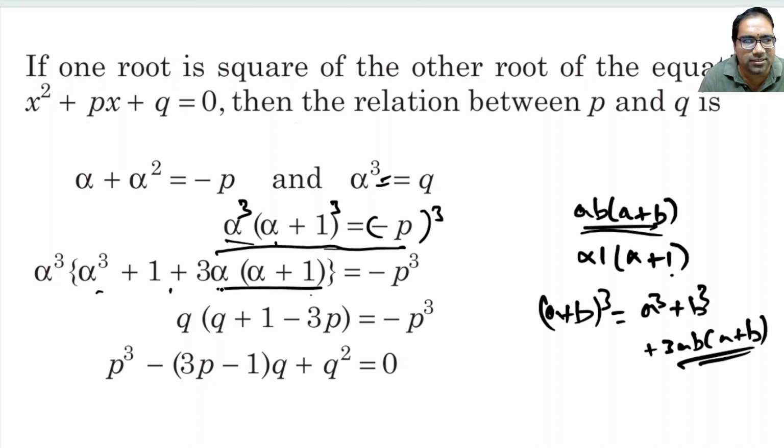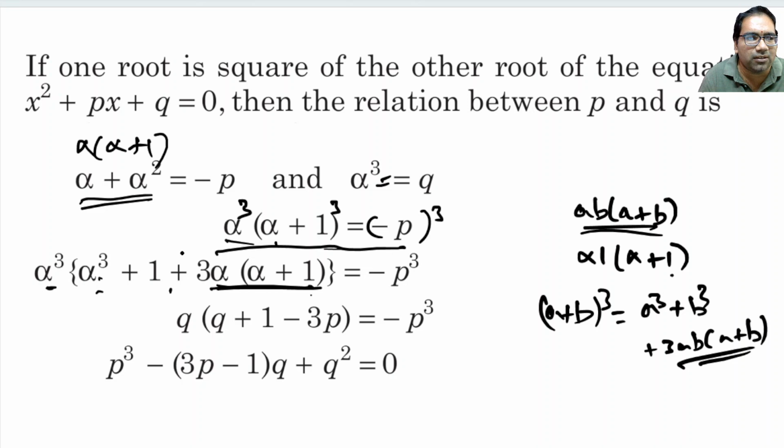Now, this is 3 alpha into alpha plus 1. Please notice this. Alpha plus alpha square is nothing but alpha into alpha plus 1. The beauty of this is if we cube this, again we'll get this part. So 3 alpha into alpha plus 1 is nothing but minus 3p. Alpha into alpha plus 1 is minus p. So alpha cube into this should be equal to minus p whole cube, that is minus p cube.